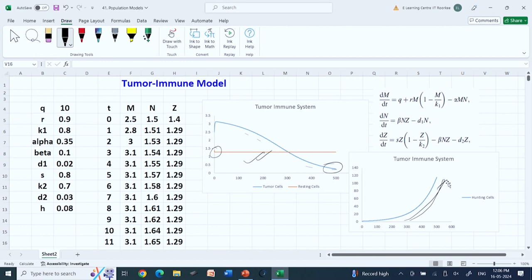So, this model is kind of where your immune system is able to eradicate the tumor cells, and that happens in very, very early stages of cancer or tumor. So, summing up, we have taken a model showing the interaction between the tumor and the immune system. We have found the equilibrium points, done the stability analysis, and numerically, we have shown that with immunotherapy, the tumor cell goes down.